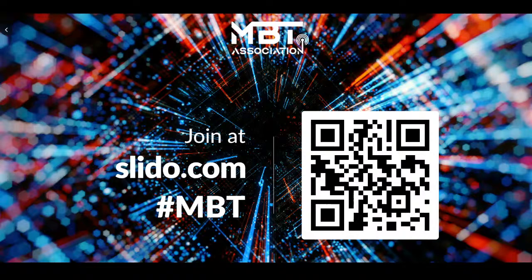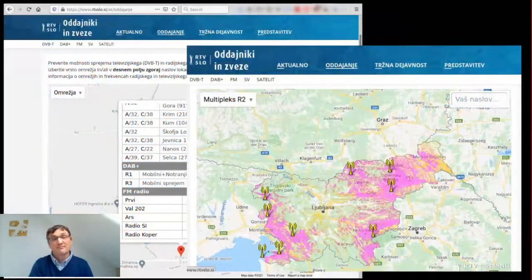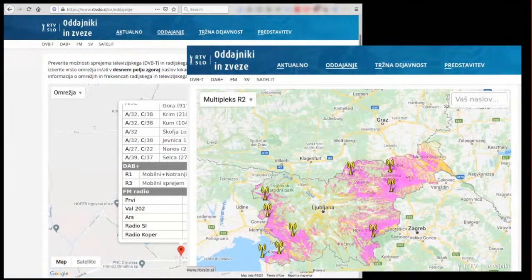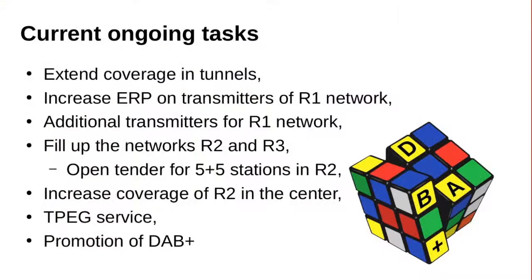So during all those, we have also put much effort in promotion, as far as we can from our point. So we renewed our internet sites. Now you can just write your address, and you get, of course, if it's able to receive, which multiplexes, which frequencies on the radio, and so on. So this was also some changes which we did during this time.